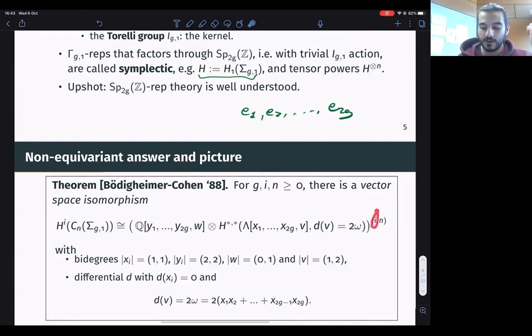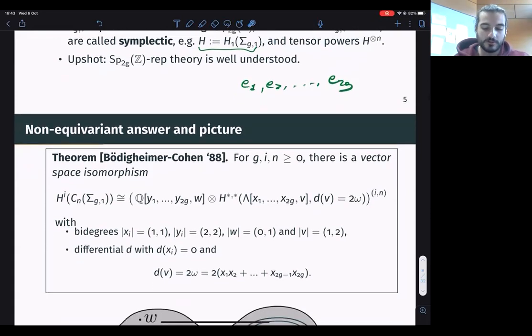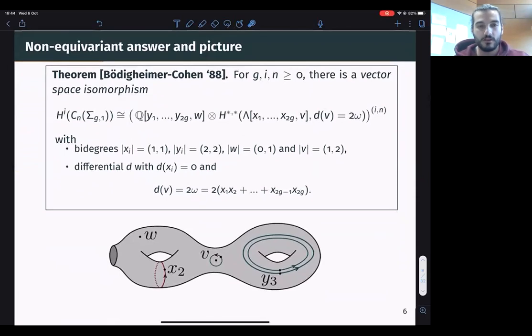So the first coefficient denotes cohomological degree, and the second the number of configuration points. Now the bi-degrees of these generators are shown here, and the differential has this 2ω in it, which is this form that I already showed you earlier. And I like to use the following picture to think of these generators.